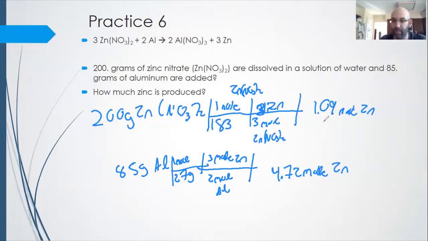So how much zinc do we make? We made 1.09 moles of zinc. If we multiplied it by its molar mass, we would find out how many grams of zinc we made.